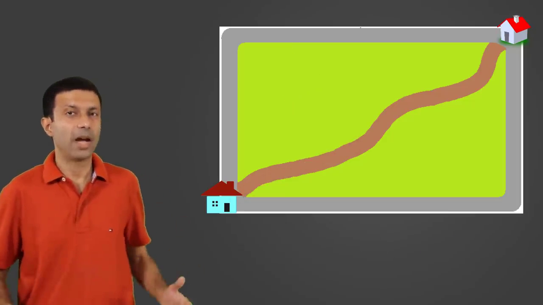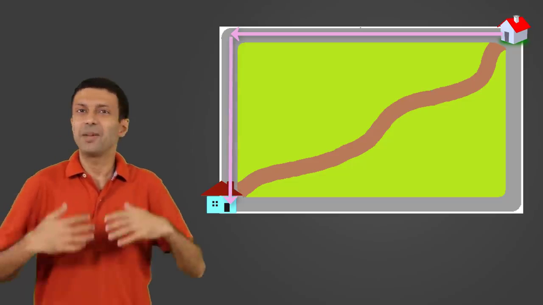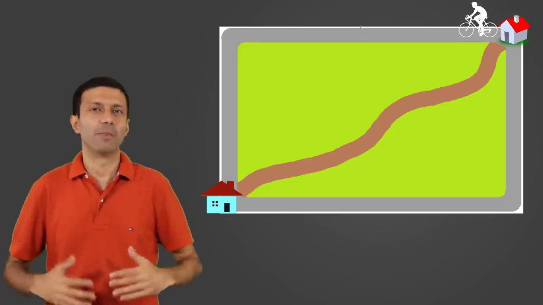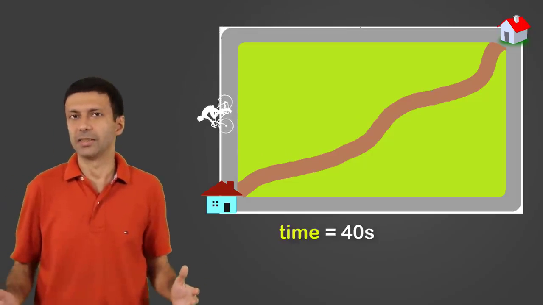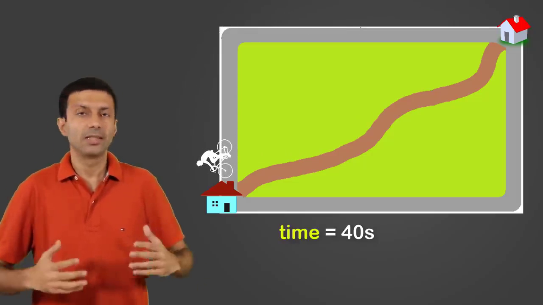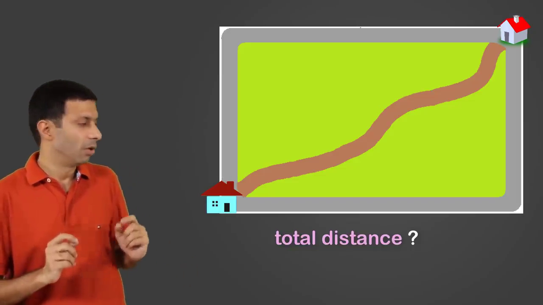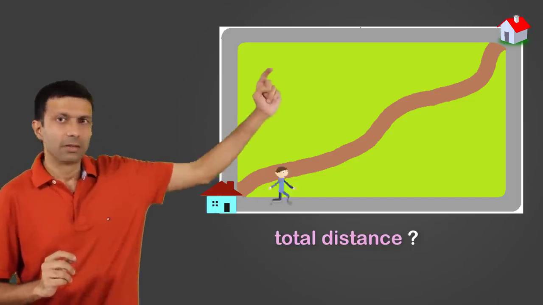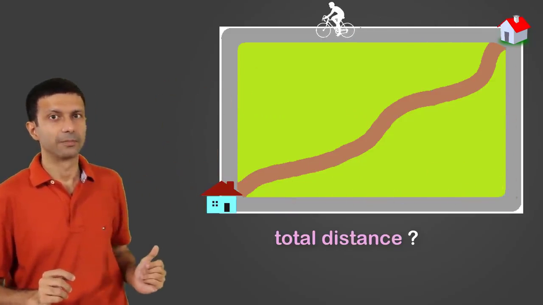Now let's say you came back from your friend's house using this path. But this time you didn't walk, you borrowed your friend's bicycle and came back really fast. Let's say in 40 seconds. So let's discuss the physics terms here. What is the total distance traveled by you for your entire journey? That is from your house to your friend's place and back.